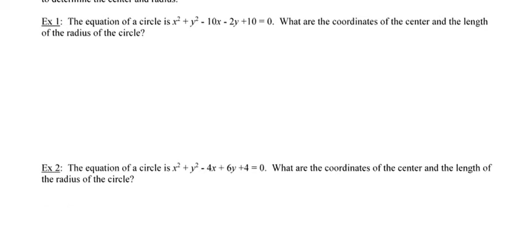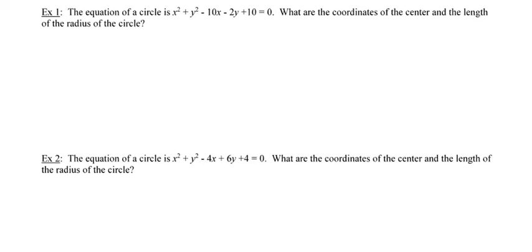So notice in example 1, they've given us the equation of a circle, but it's not quite like what we're used to looking at. It still wants us to find the coordinates of the center and the length of the radius. What I'm going to do is start by grouping all of the terms that have an x together on the left side. So I'm going to group my x squared and my minus 10x together.